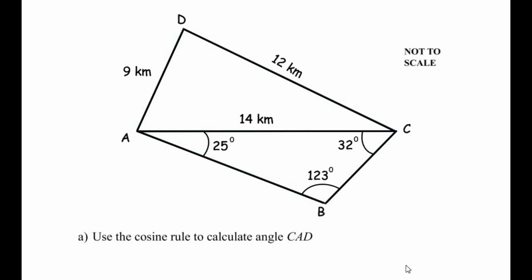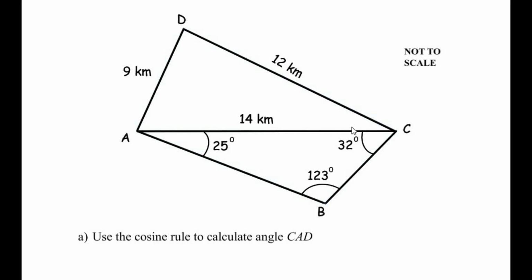In this video we are going to solve an example from trigonometry. Use the cosine rule to calculate angle CAD. Now here we can see that there are two triangles, triangle CAD and triangle CAB, which are combined together to form a quadrilateral ABCD.